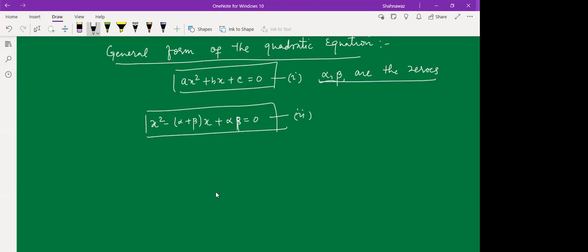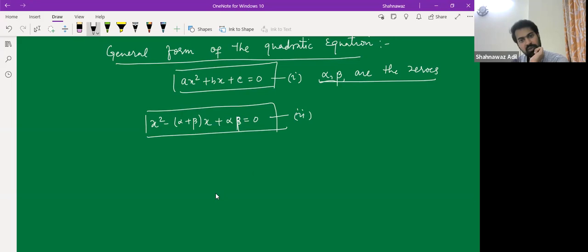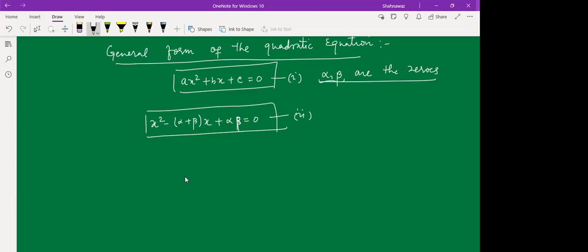Yes, you can put the value of x. We know that the values of x are alpha and beta, but I'm asking that I want to make the coefficient of x square as 1, right? So how can I do that? Let's say if I want to make it 1, so I divide it by a. Is that possible? Can we divide by a?